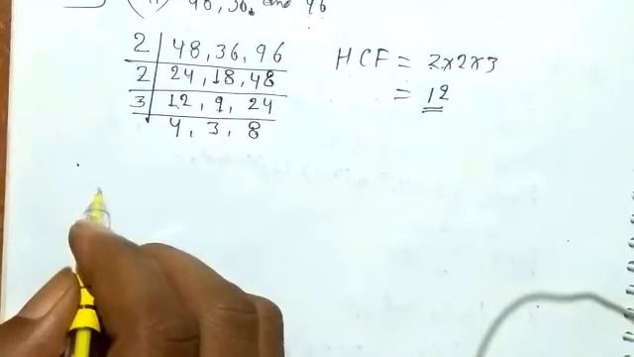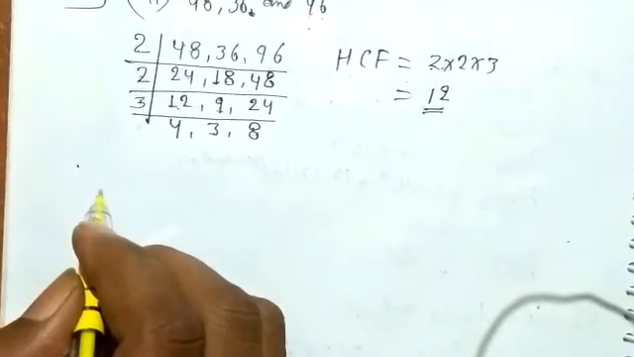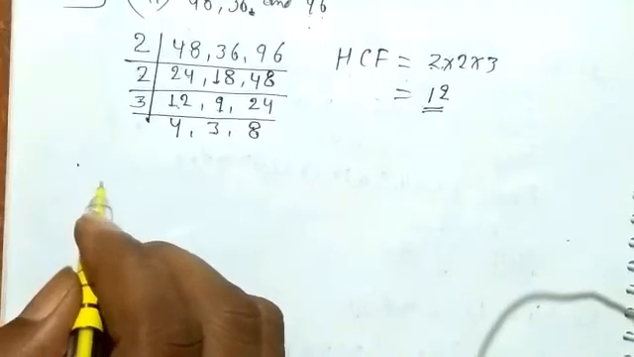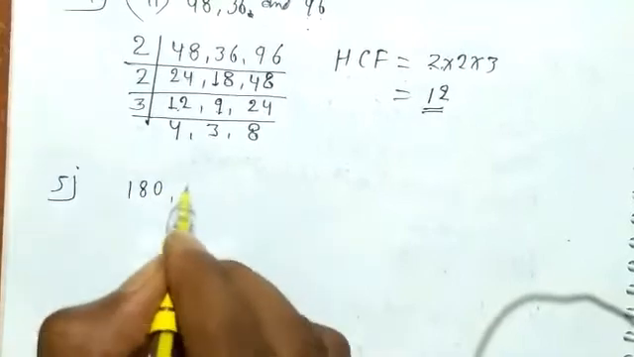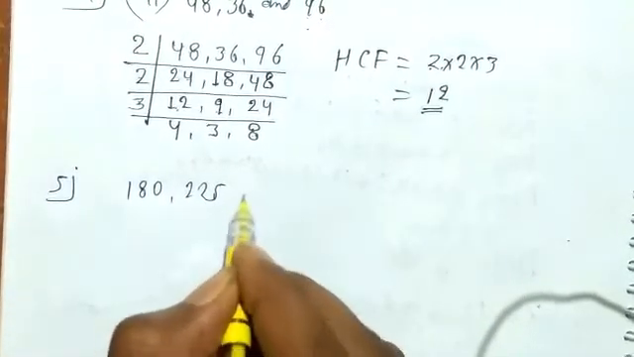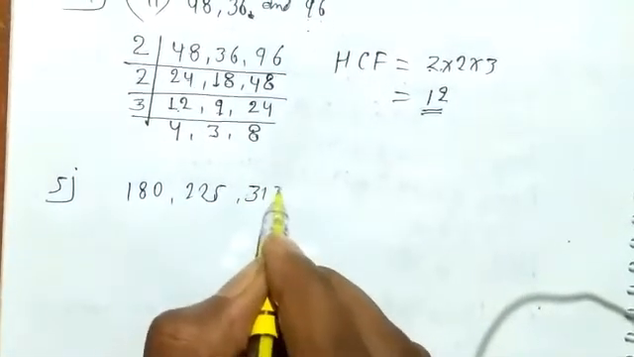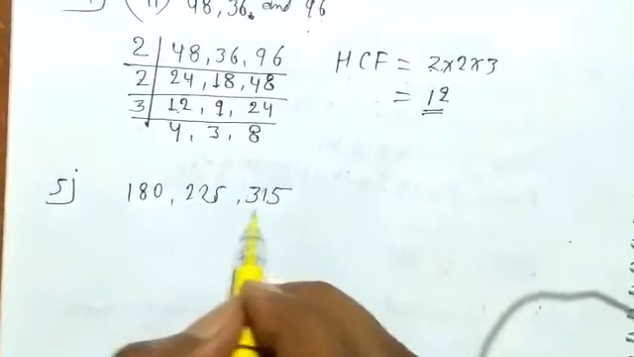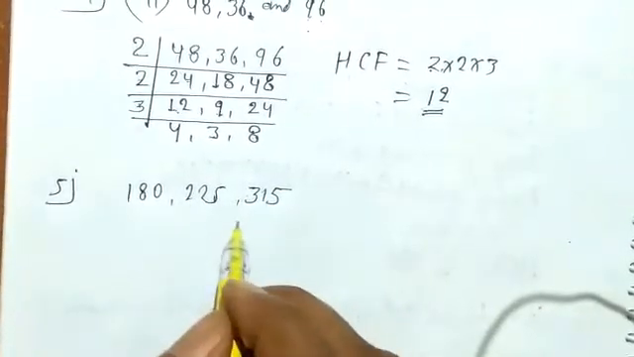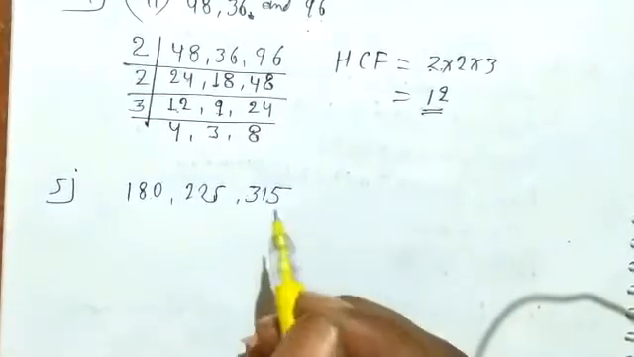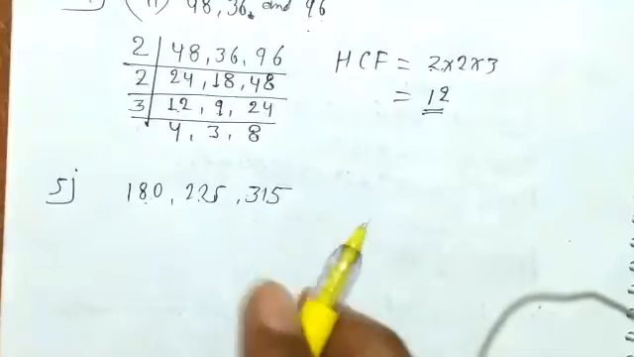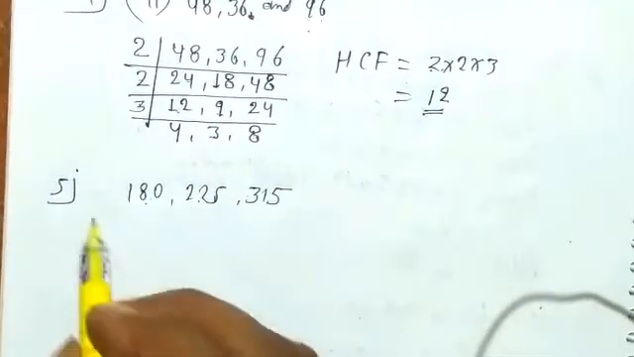Question number 5. Find the greatest number that divides each of 180, 225 and 315. We have to find the greatest number which divides all these three numbers. It means greatest means highest, highest means HCF. We have to find the HCF of these three numbers. So simply this method we will use there.